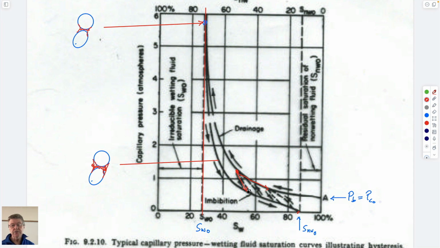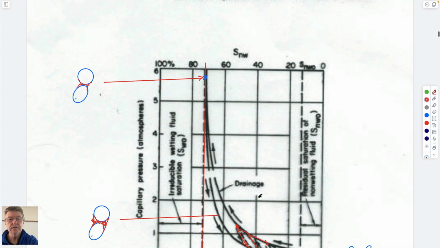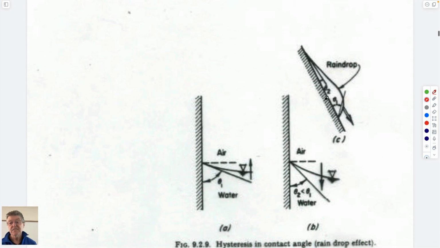If once you get here, you stop, or you go down to here, and then you increase the pressure again to push more wetting fluid in, then you go up another scanning curve. So you can imagine a whole series of these crossover curves, depending on when you raise and lower the pressure. The simplest explanation for this is that the interfacial tension of a surface and the angle at which it joins depends on its history of wetting.